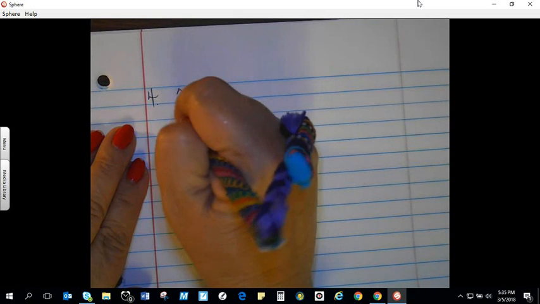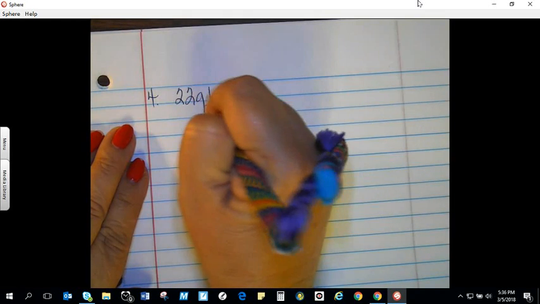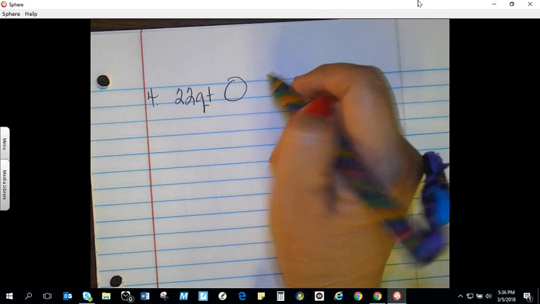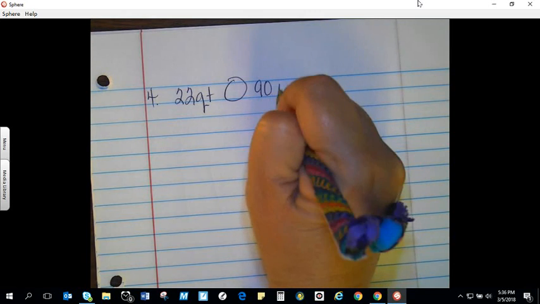Okay, number 4. Number 4 reads 22 quarts to 90 cups. I have 22 quarts, and I'm going to convert that to cups, and it says 90 cups.